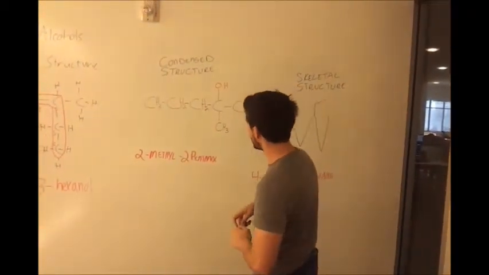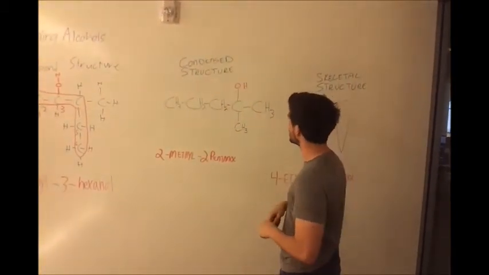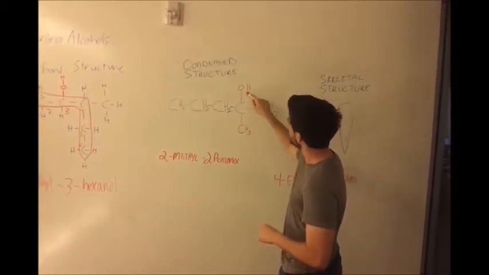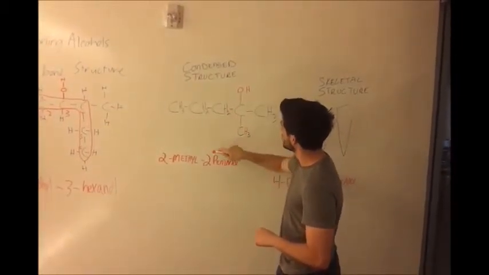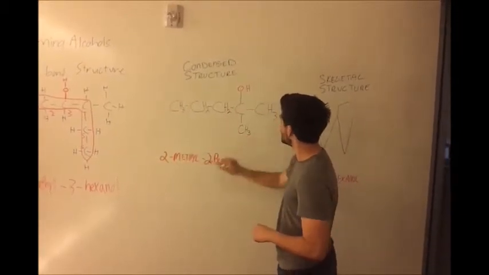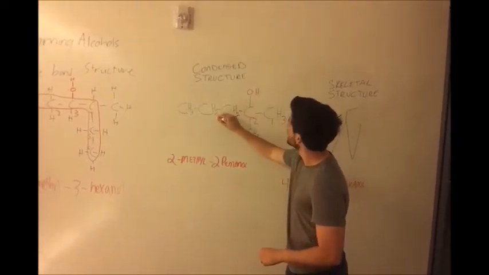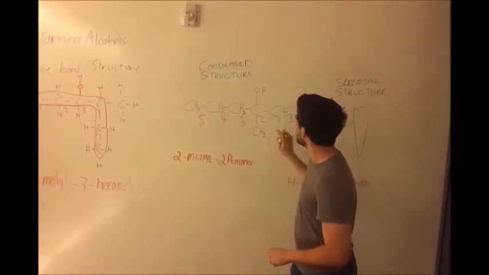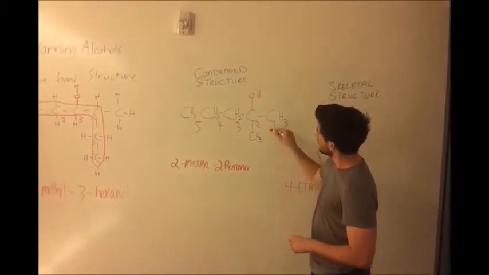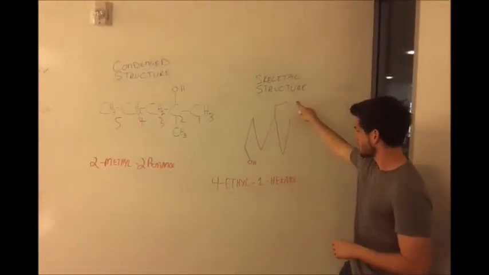Over here we have a condensed structure. Again, same techniques, same skills. Pentanol, 2-methyl: 2-methyl-pentanol. 1, 2, 3, 4, 5. Over here we have a skeletal structure.